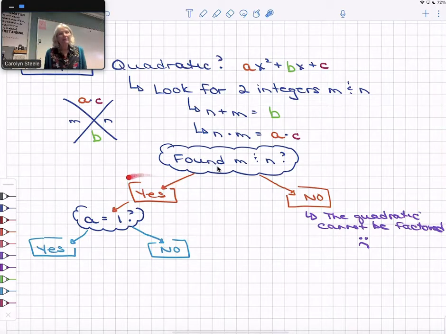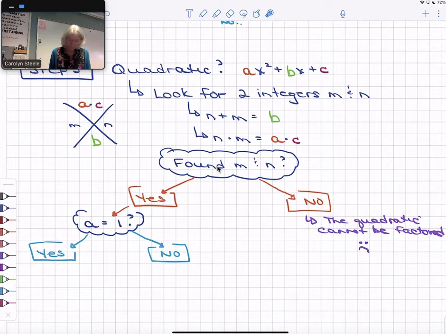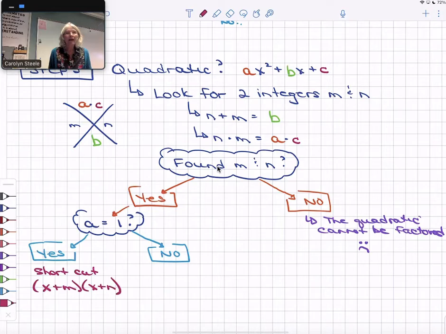What about the yes case? When you can find those two numbers that solve the diamond puzzle, your next thing to think about is, is a equal to 1? When a is equal to 1, you can use the shortcut that this is going to factor into (x + m)(x + n).